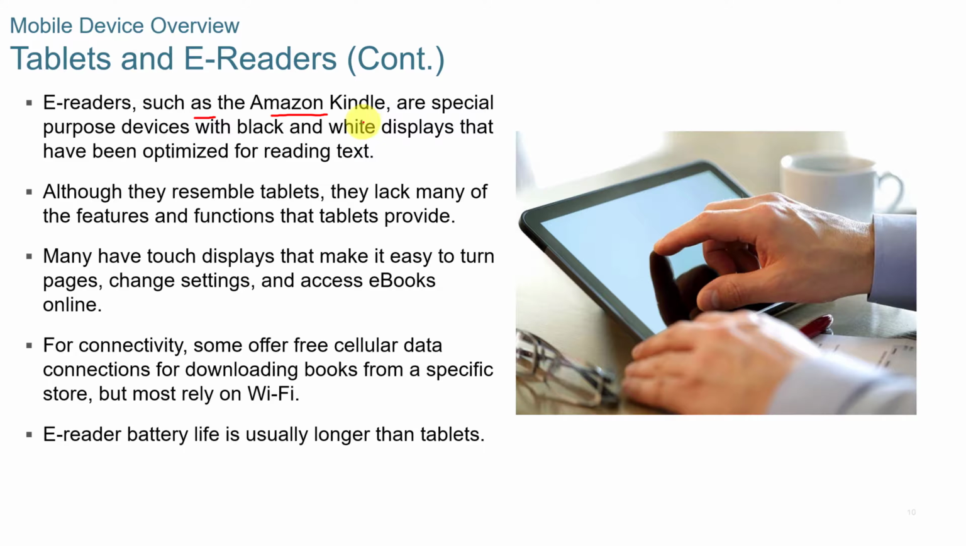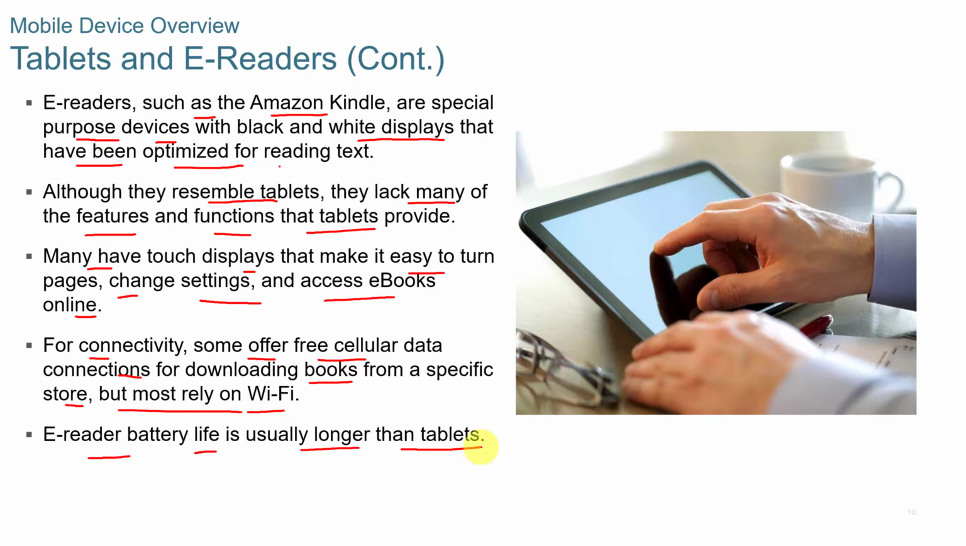E-readers such as the Amazon Kindle are special purpose devices with black and white displays that are optimized for reading text. Although they resemble tablets, they lack many of the features and functions that tablets provide. Many have touch displays that make it easy to turn pages, change settings, and access ebooks. For connectivity, some offer free data connections for downloading books from a specified store, but most of them rely on Wi-Fi to download their books. An e-reader's battery life is usually longer than tablets because you're not dealing with color screens. You're using a lower grade type of screen just for reading.